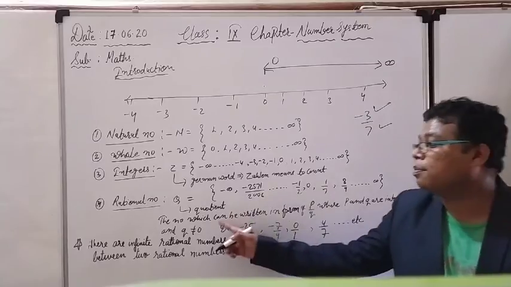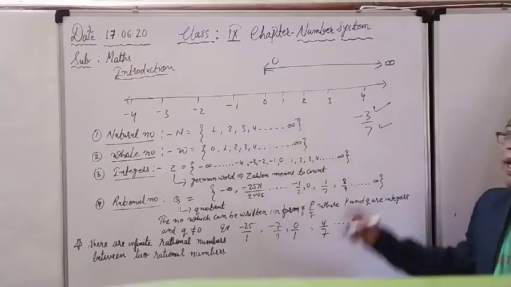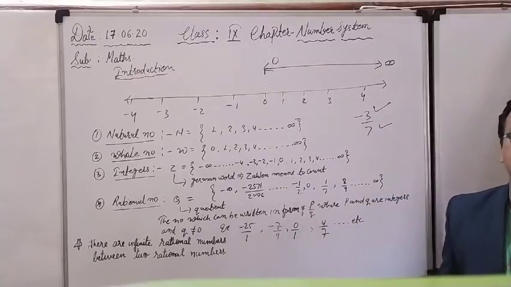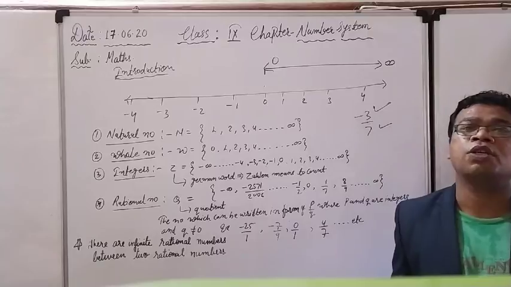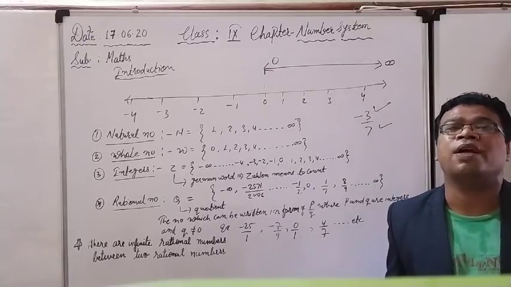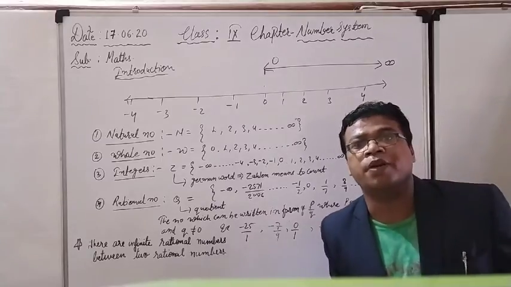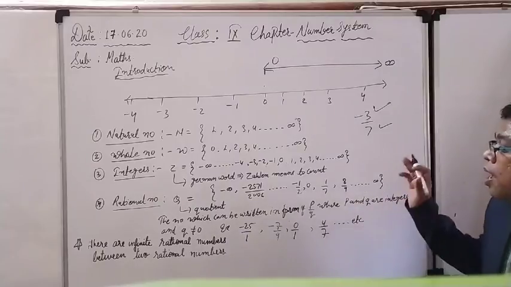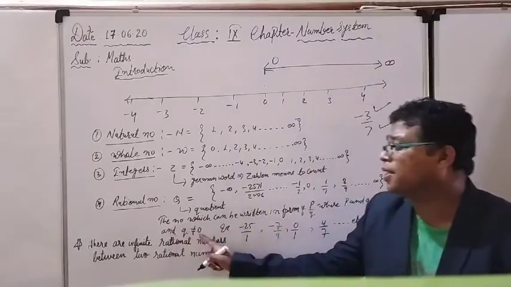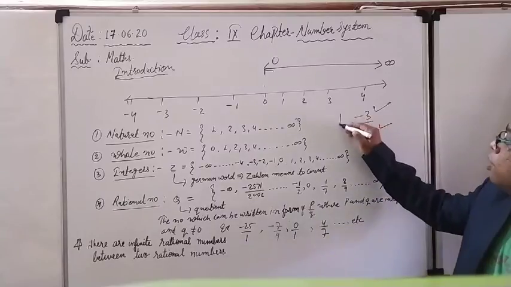So any number which can be written in the form of p upon q, where p and q are representing integers. The condition is that they may be positive integers, they may be negative integers, both could be positive, both could be negative, it does not matter at all. They are integers, both the numerator and denominator, both p and q, and the only condition is that q never should be equal to 0.